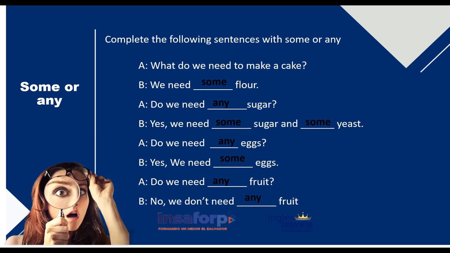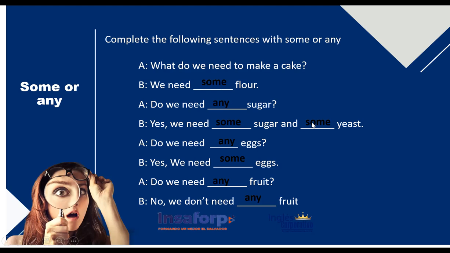What do we need to make a cake? We need some flour. Do we need any sugar? Yes, we need some sugar and some yeast. Do we need any eggs? Yes, we need some eggs. Do we need any fruit?